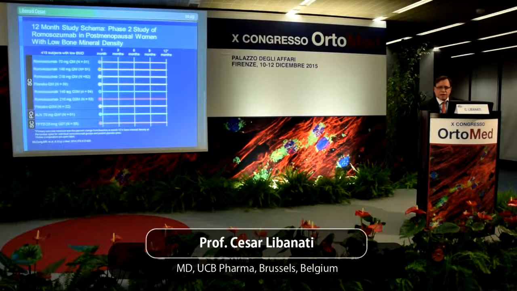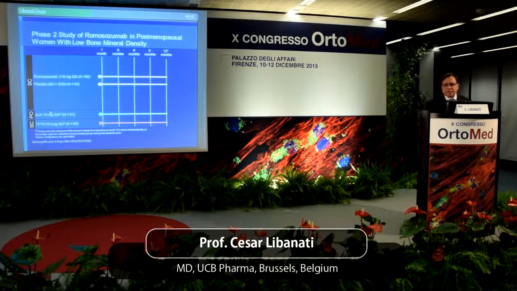In this particular study, in addition to having a placebo arm, we also had an open-label alendronate and an open-label teriparatide arm. For simplicity, in these 10 minutes I will only present the results of romosozumab 210 milligrams given once a month, and the corresponding control groups. The reason for that is that 210 milligrams once a month is the dose that we have chosen to advance in the phase 3 clinical trials.